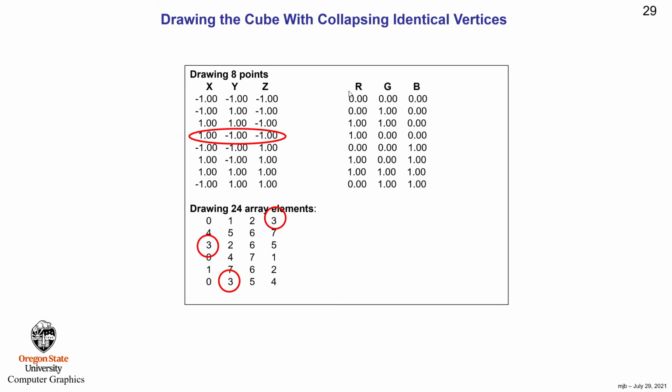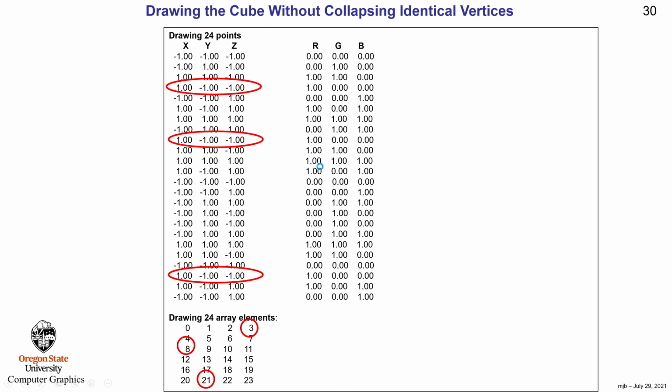Like here it is, if you do collapse the vertices, that is, here's a quad, it uses vertex 3. This one uses vertex 3. This one uses vertex 3. If we don't collapse the vertices, well, now our table is 3 times longer because each corner point really has 3 separate but identical vertices. And now we have 3 and 8 and 21. So yeah, makes our vertex table bigger. Again, you can control this.